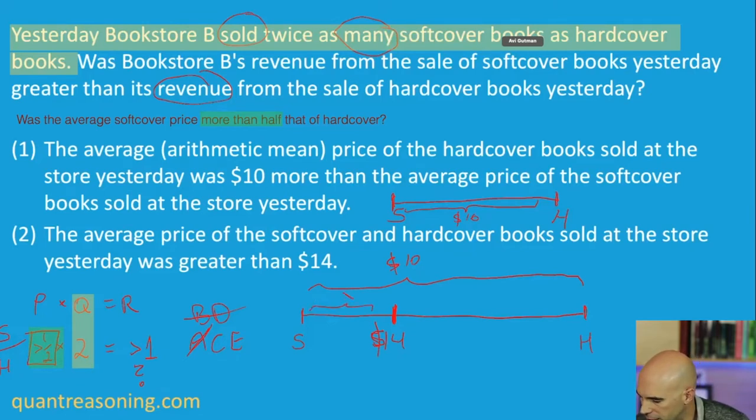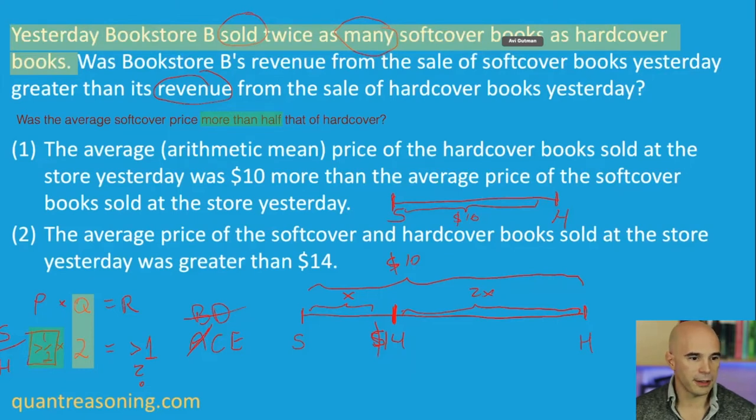So if that distance is x, then this distance is 2x, so we can say that there's $3.33 to the left of 14 and $6.66 to the right of 14. So now we have quite a lot of information here, and I've forgotten what the question was. What was the question? Was the average price of softcover more than half of the average price of hardcover?